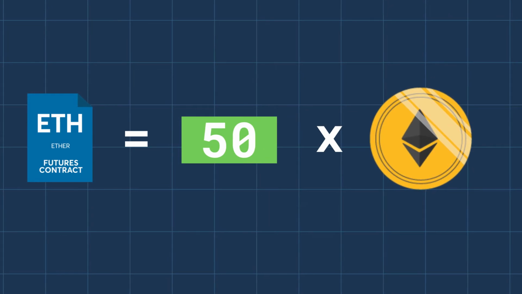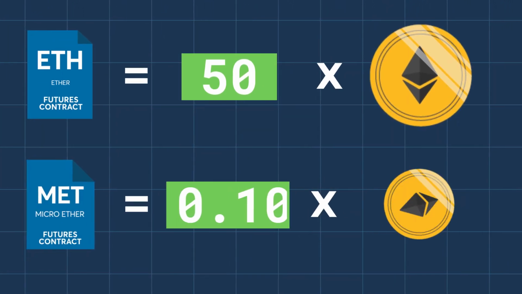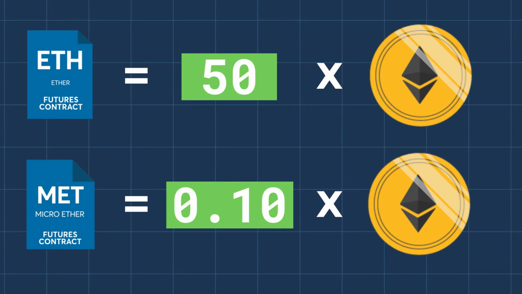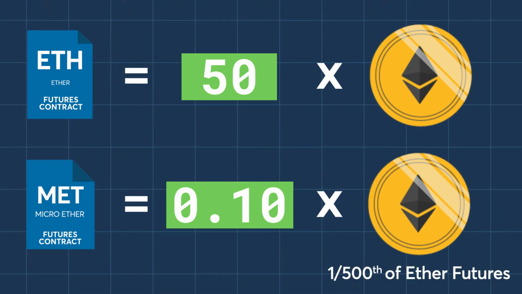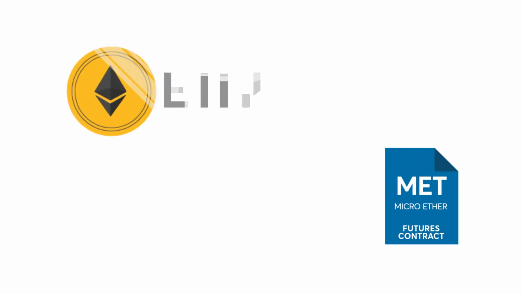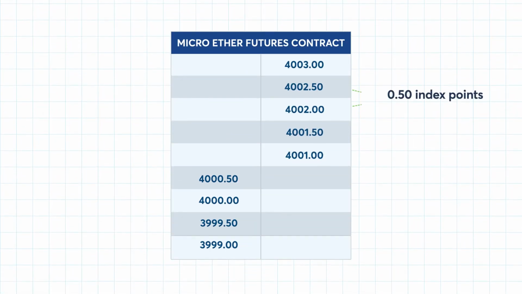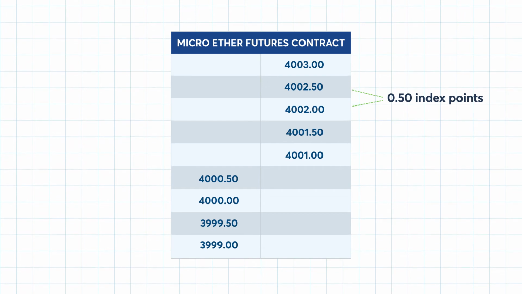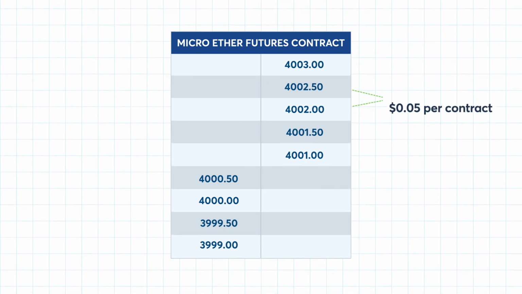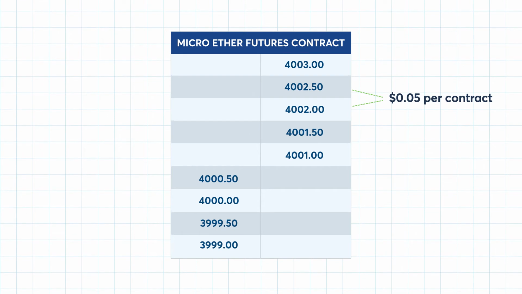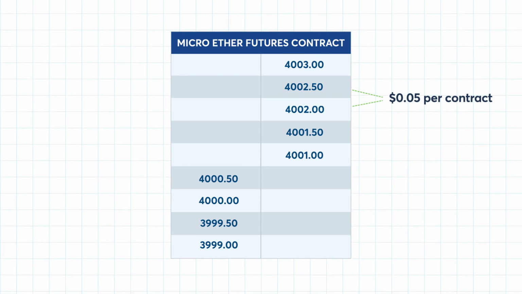While the Ether futures contract is equivalent to 50 Ether, the Micro Ether futures contract is equivalent to 1/10 of 1 Ether, making the micro contract 1/500th the size of the larger Ether futures contract. For example, if the price of Ether, as tracked by the Ether dollar reference rate, is $4,000, the notional value of 1 Micro Ether futures contract would be $400. The tick increment of the Micro Ether futures is 1/2 of 1 index point, so a 1-tick move in the Micro Ether is equivalent to 5 cents per contract. This equates to a cost-efficient way to participate in the growing Ether market.